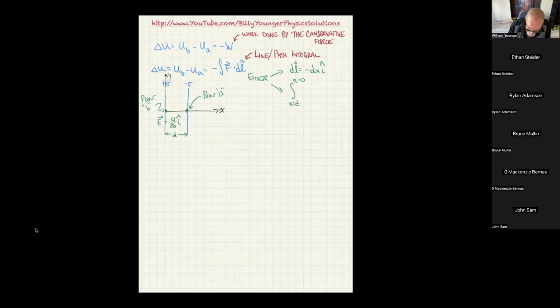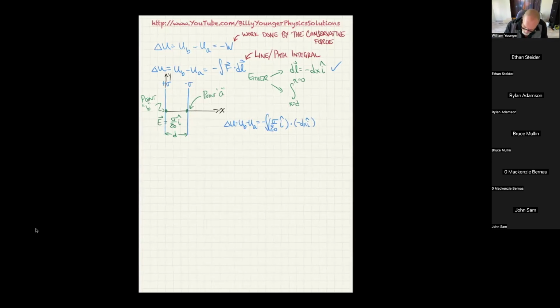So now I can go ahead and calculate for this particular object delta U, which again is equal to U_B minus U_A, is equal to the negative integral of, now I'm going to say sigma over epsilon naught i hat, there's my E, and now I'm going to dot that. This time I'm going to choose this version. So I'm going to let my differential path element, my dL, indicate the direction of integration. So I'm going to write negative dx i hat. And since I did that, then my job is just to go from small x to large x.